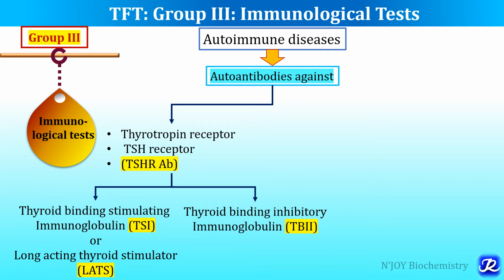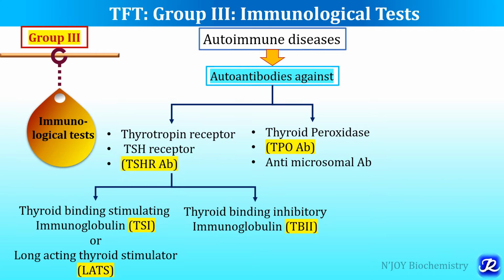These antibodies can be thyroid binding stimulating immunoglobulin, that is TSI, also called long acting thyroid stimulator, that is LATS. It can also be inhibitory immunoglobulin, that is thyroid binding inhibitory immunoglobulin, TBII. Second antibody is against the thyroid peroxidase enzyme, which is involved in the iodination and organification process. So if these antibodies are increased, it leads to decreased production of T3 and T4. These are also called antimicrosomal antibodies.